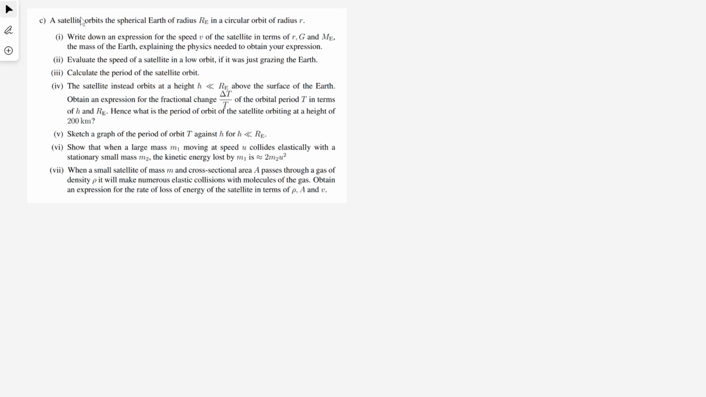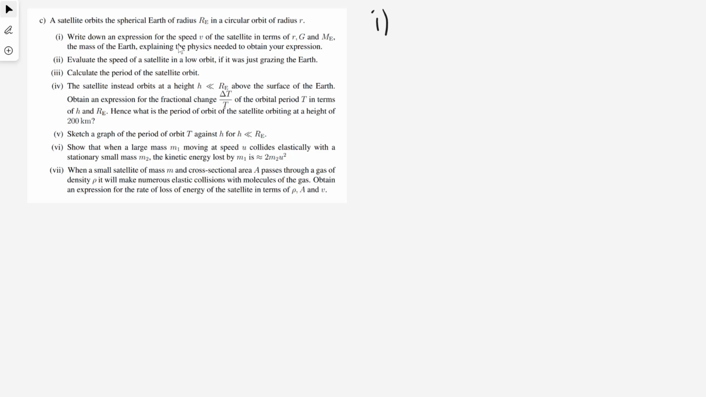Okay, part C, which is all about satellites. A satellite orbits the spherical Earth of radius R_E in a circular orbit of radius r. Write down an expression for the speed v of the satellite in terms of r, G and the mass of the Earth. Explain the physics needed to obtain your expression. Well, let's explain the physics as well.